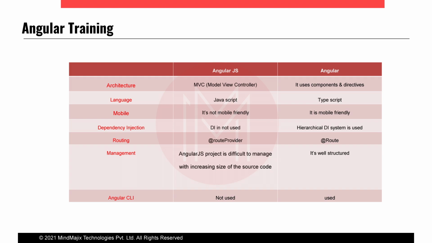Coming to Angular CLI, Angular is a command based platform. That was not introduced at the time of AngularJS. After Angular came into the picture, Angular CLI was introduced. This is the major thing if you see the differences. Whenever you're developing any framework, the main thing is the architecture. AngularJS used MVC, and Angular uses components and directives. So the complete architecture was rewritten.